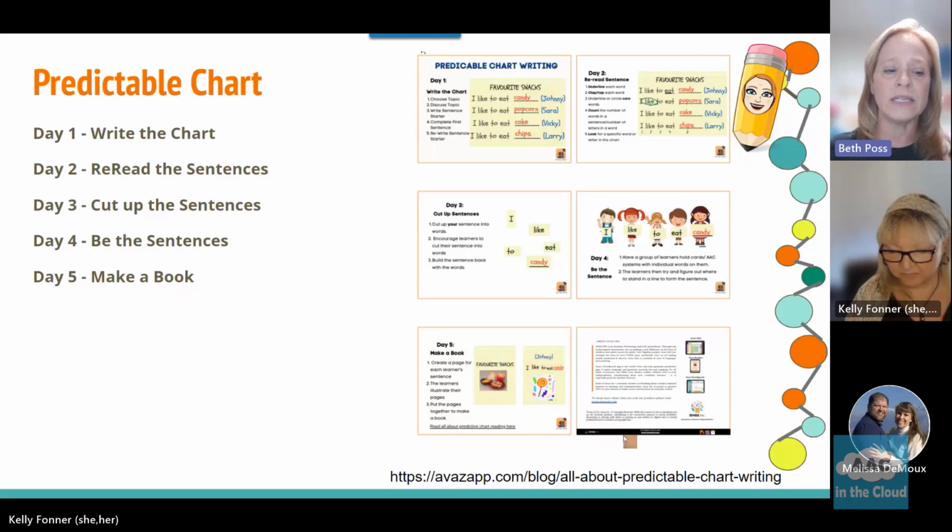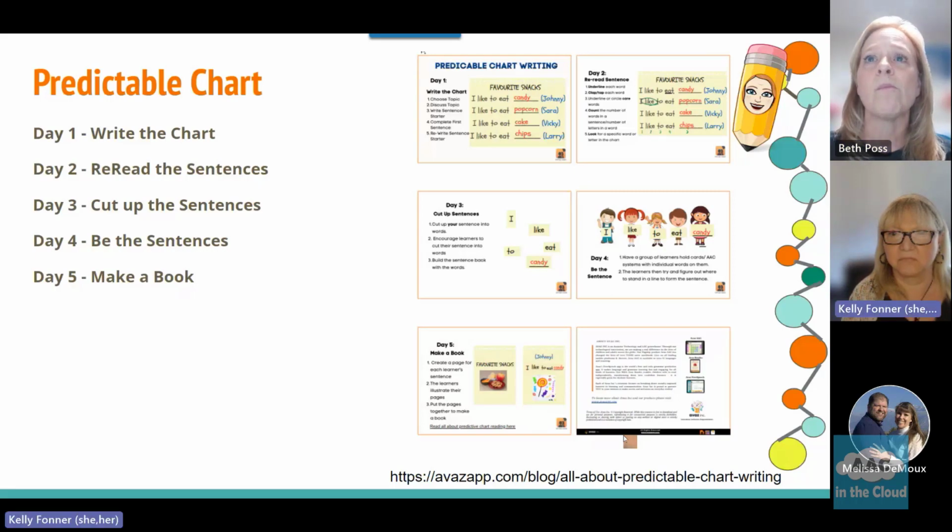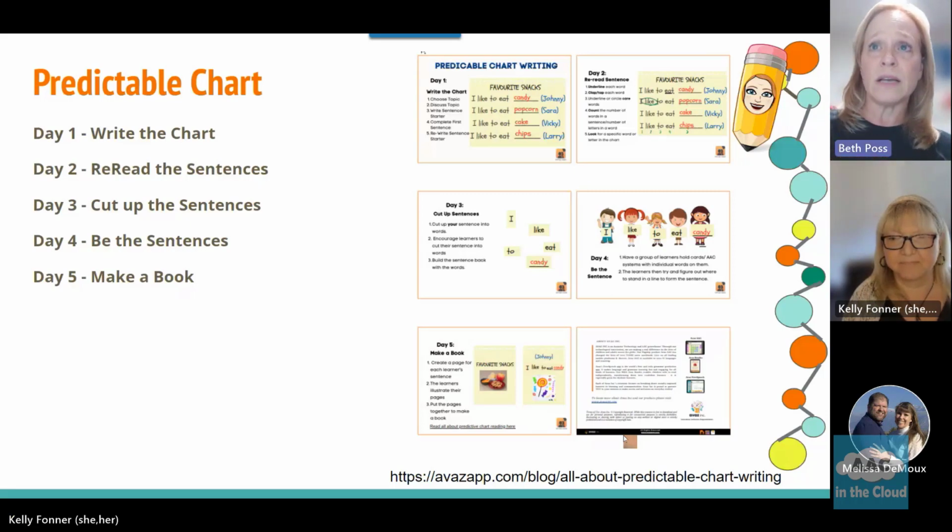One of the things that I do want to say about predictable chart writing is that it seems really simple right there, right? It seems like "I like to eat candy." And we're talking about lower vocabulary, simple sentences, all of that. But it doesn't have to be that way, right? If you've got somebody who has the ability to generate more complex language, it could be, "I like to eat salty popcorn with cheese on it," right?